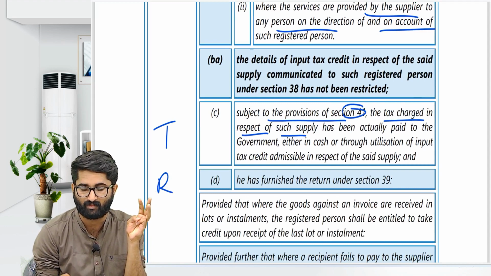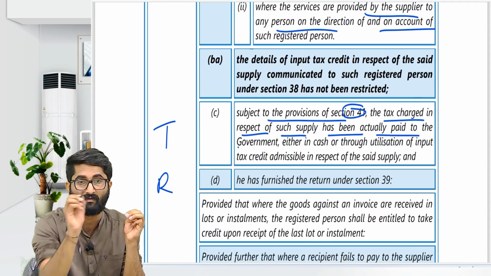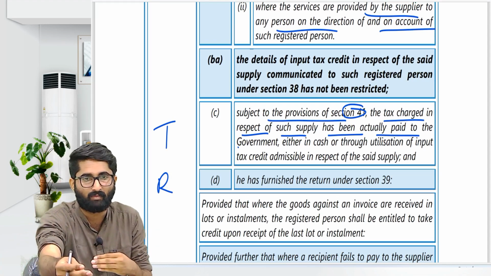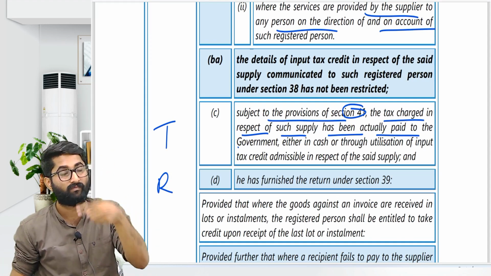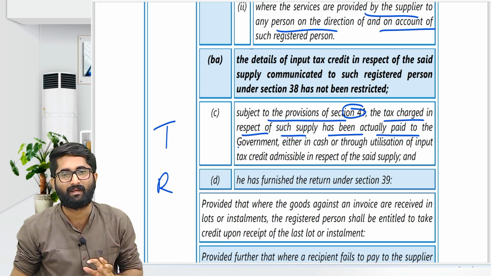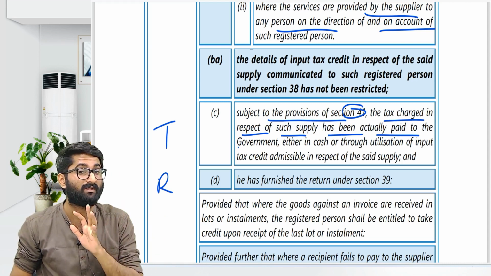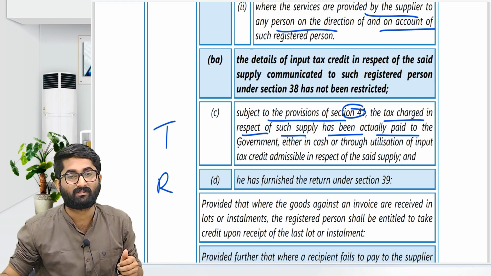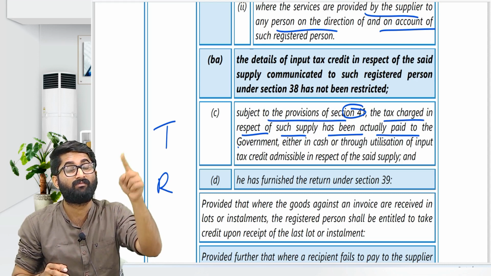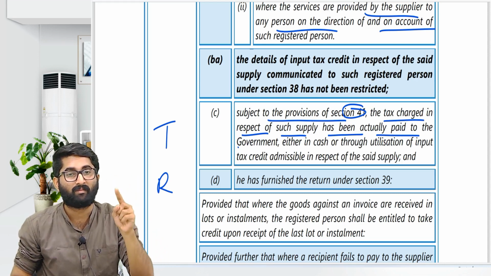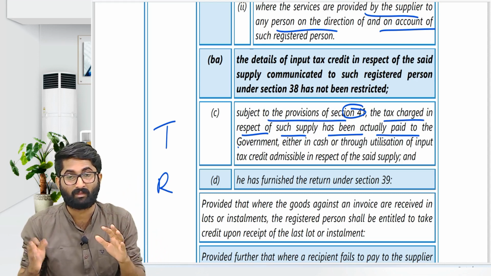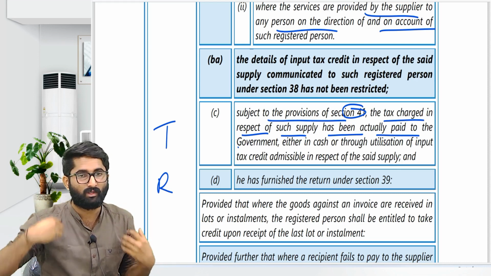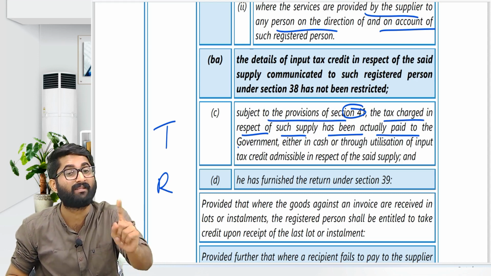And one more T: subject to the provisions of section 41, the tax charged in respect of such supply has been actually paid to the government. Who has to pay, sir? For example, I purchase the goods from you, I pay the amount to you. You have to pay to the government. If you don't pay to the government, then I will not get it. So remember rule 37, if I am not wrong. We have discussed that. You have to file the return by 30th September of the next year. For example, you have sold me the goods. You have filed GSTR-1, but you have not filed 3B.